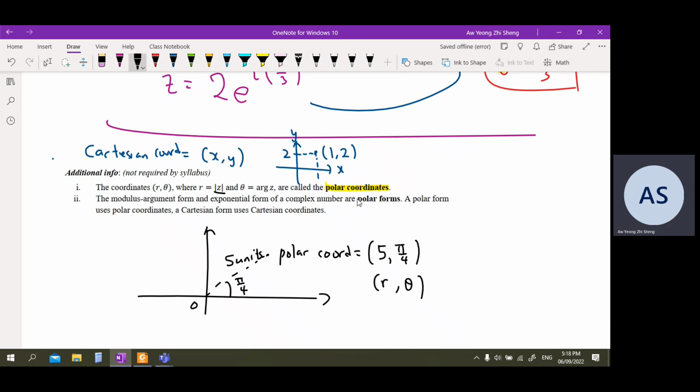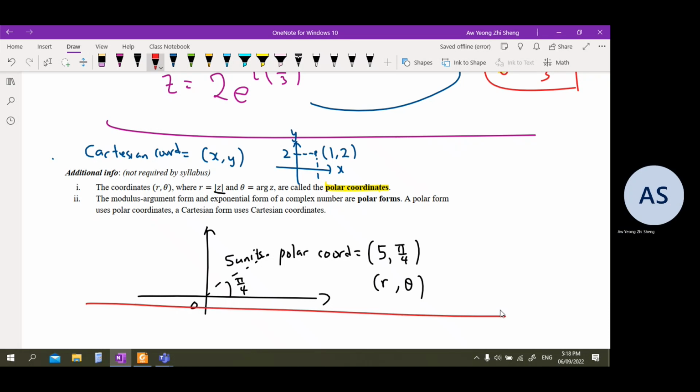But anyway, polar coordinates is not in the P3 complex numbers syllabus, so you don't have to worry about this. This is additional info that is not required by the syllabus. However, further math students will learn about polar coordinates in their further math syllabus.